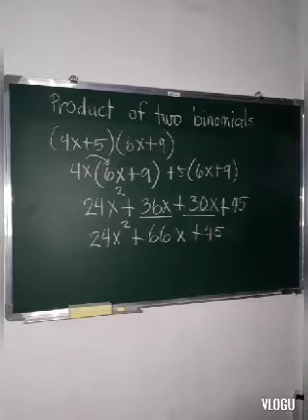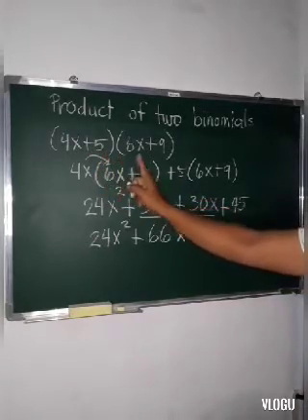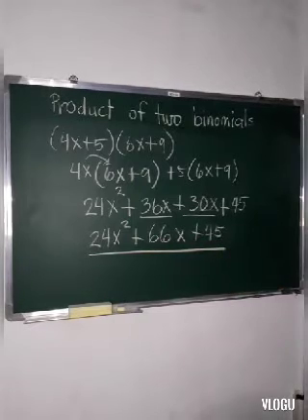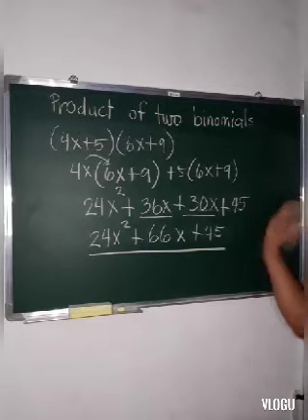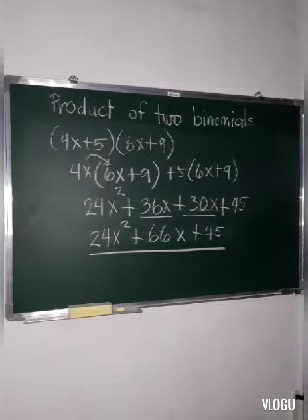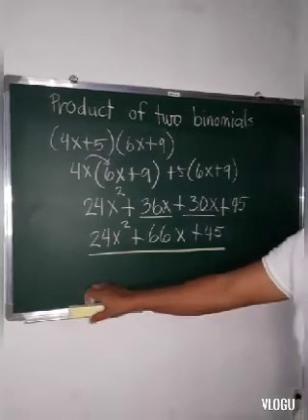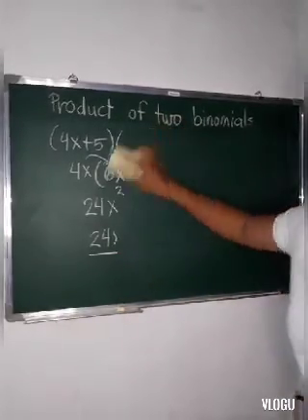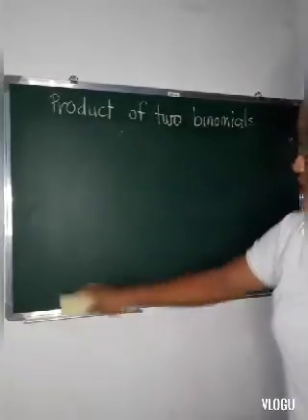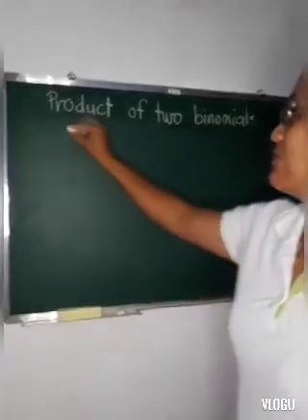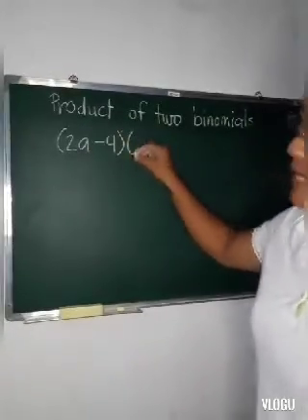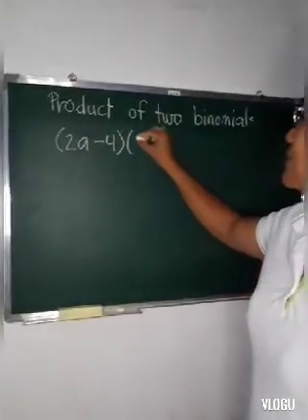Okay, so the product of 4x plus 5 and 6x plus 9 is equal to 24x squared plus 66x plus 45. So, we use the distributive property. Next, last example for the product of two binomials. We have 2a minus 4 multiplied by 5a plus 2.